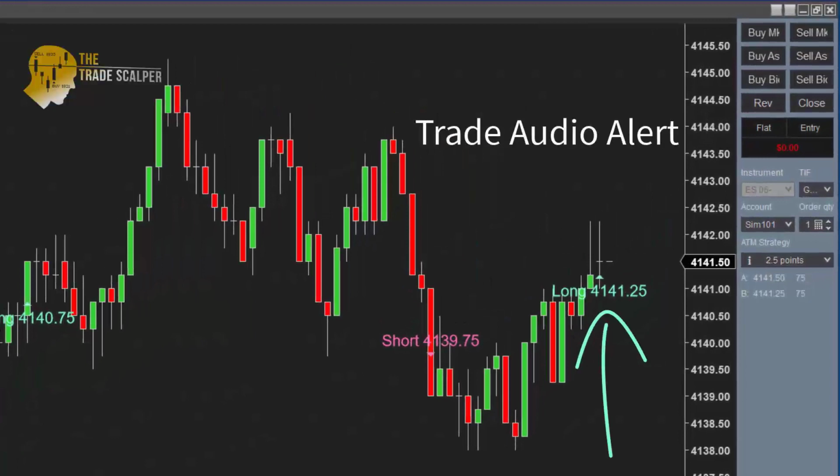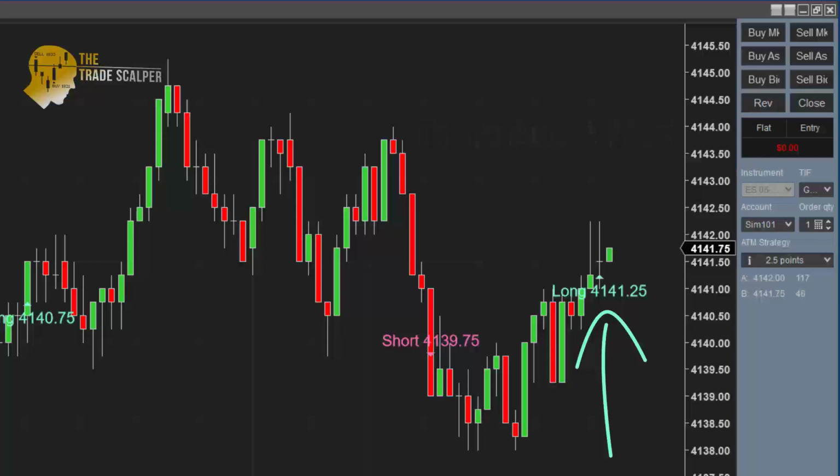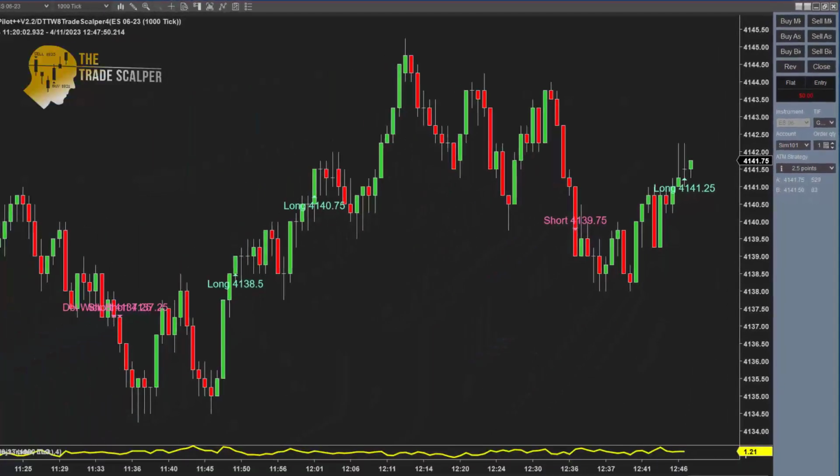That doorbell sound that you heard is an alert function. Whenever there's a signal for the Trade Scalper, it sounds an alert. So that's what you're hearing in the background, an audible alert for the signal to buy. At this point, it's a buy 41 quarter.